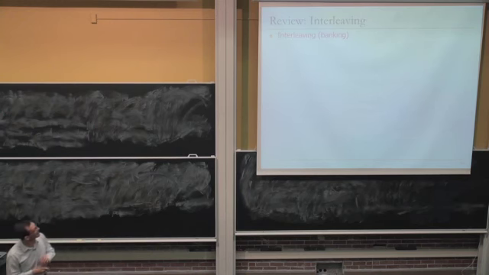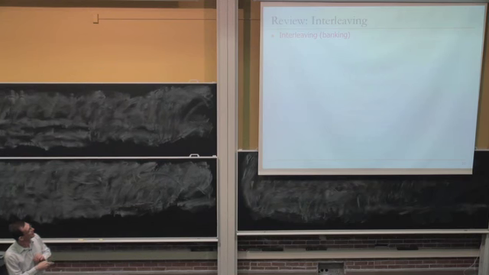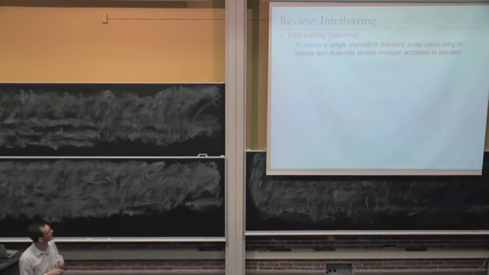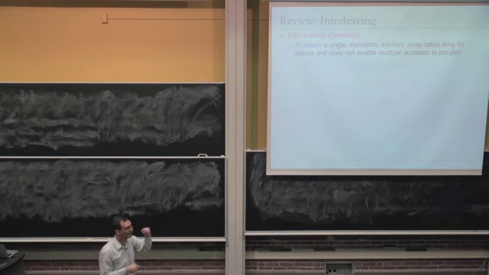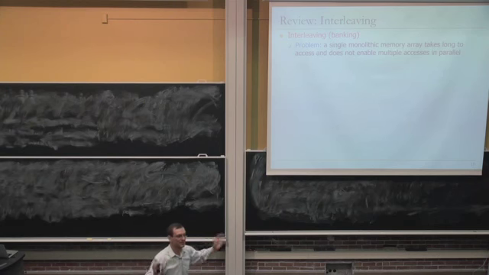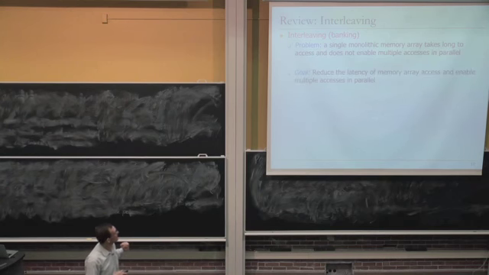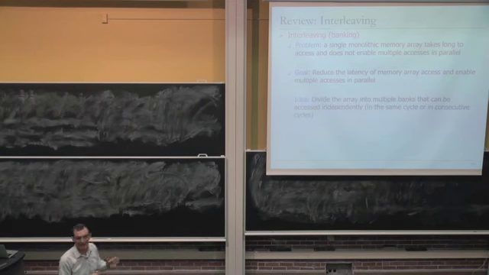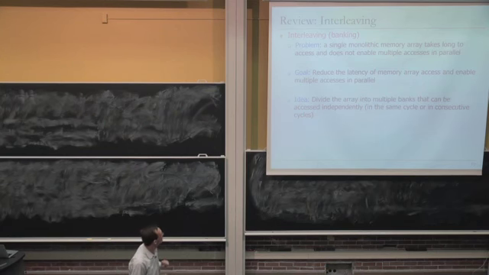Okay, I'd just like to remind you the concept of interleaving. We covered this in many different ways so far, and we'll see how this is employed in a real DRAM system. Well, the problem is if you have a single monolithic memory array, it takes a long time to access and doesn't enable multiple accesses in parallel. So we would like to reduce the latency of memory array access and enable multiple accesses in parallel. And the idea is simple. You divide the array into multiple banks that can be accessed independently.